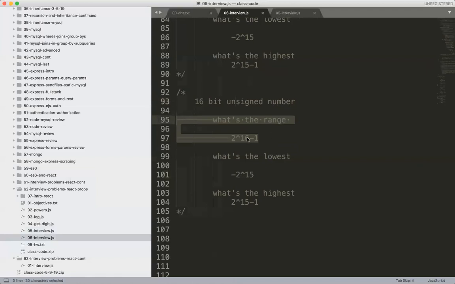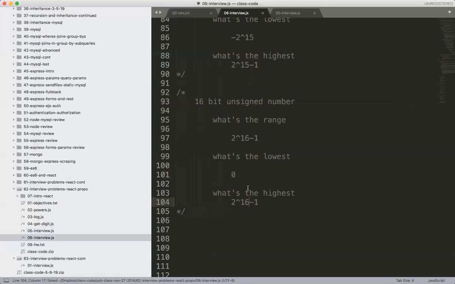It's going to stay the same, right? Whether it's unsigned or signed, it's going to have the same range. It's just that signed numbers can be negative or positive. And so the range is 2 to the 16 minus 1. What's the lowest it can be? 0. Good. And the highest it can be is 2 to the 16th minus 1.